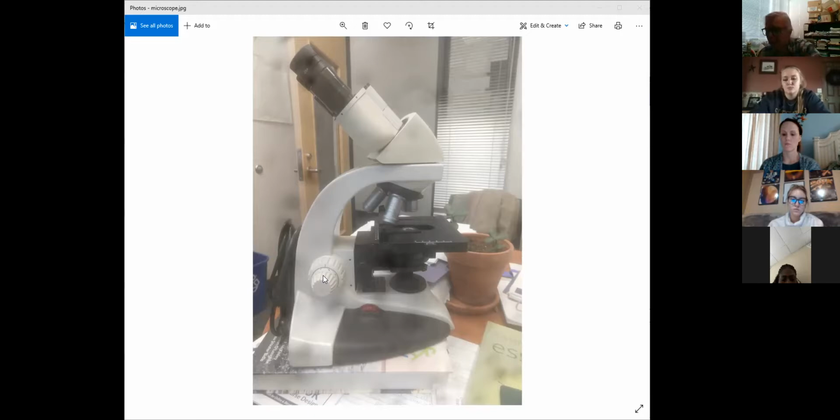Now, something that will happen is when you go to high power from low power, the amount of light coming into your eye will decrease because that working distance is smaller. So you have to learn techniques to increase the amount of light that comes into your eye. And there's two ways you can do this. One way, you can just turn up the on-off switch. But the better way is using a little arm that's in front here.